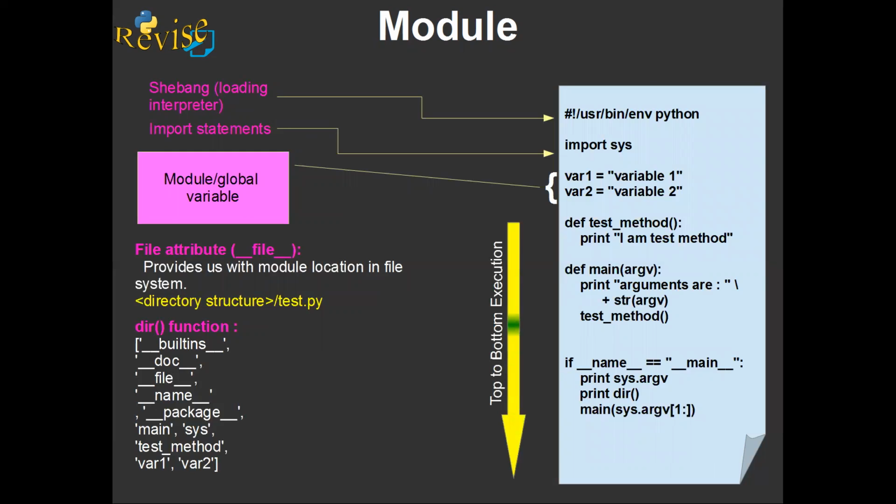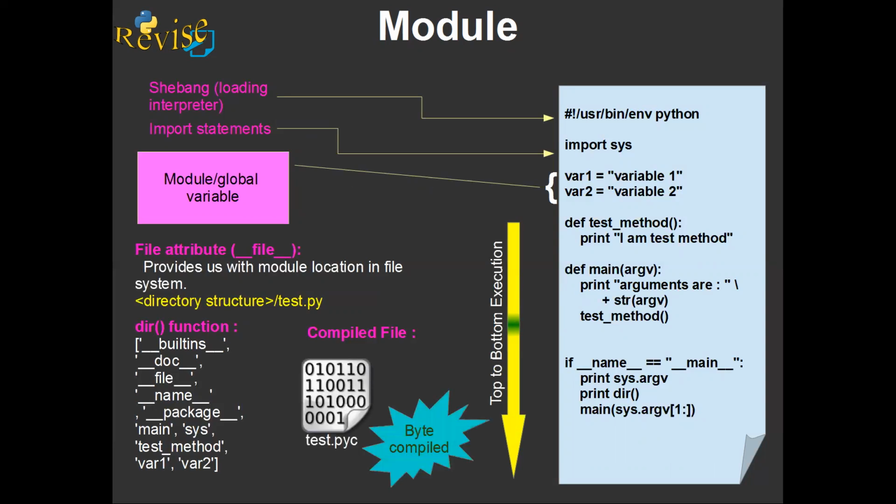How does a module execute? As Python is an interpreted kind of language, there is top to bottom execution. It starts executing from the top, loading one by one. There is no compilation phase, so it will directly start execution. Once it completely executes, it creates byte compiled code. In the same directory, once you execute test.py, there will be a test.pyc file which is the byte compiled code. The only advantage of this byte compiled file is that it loads faster. Nothing else is different.